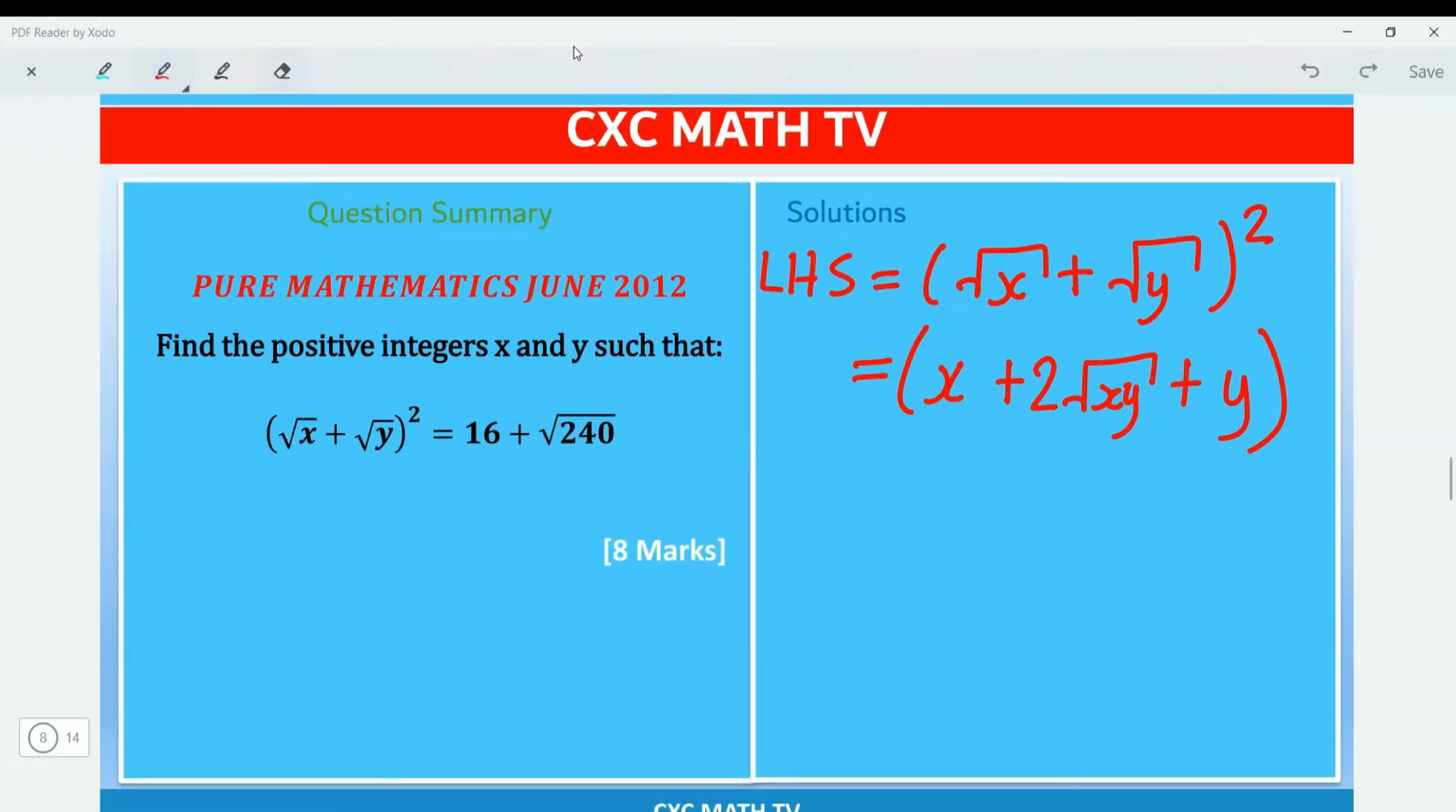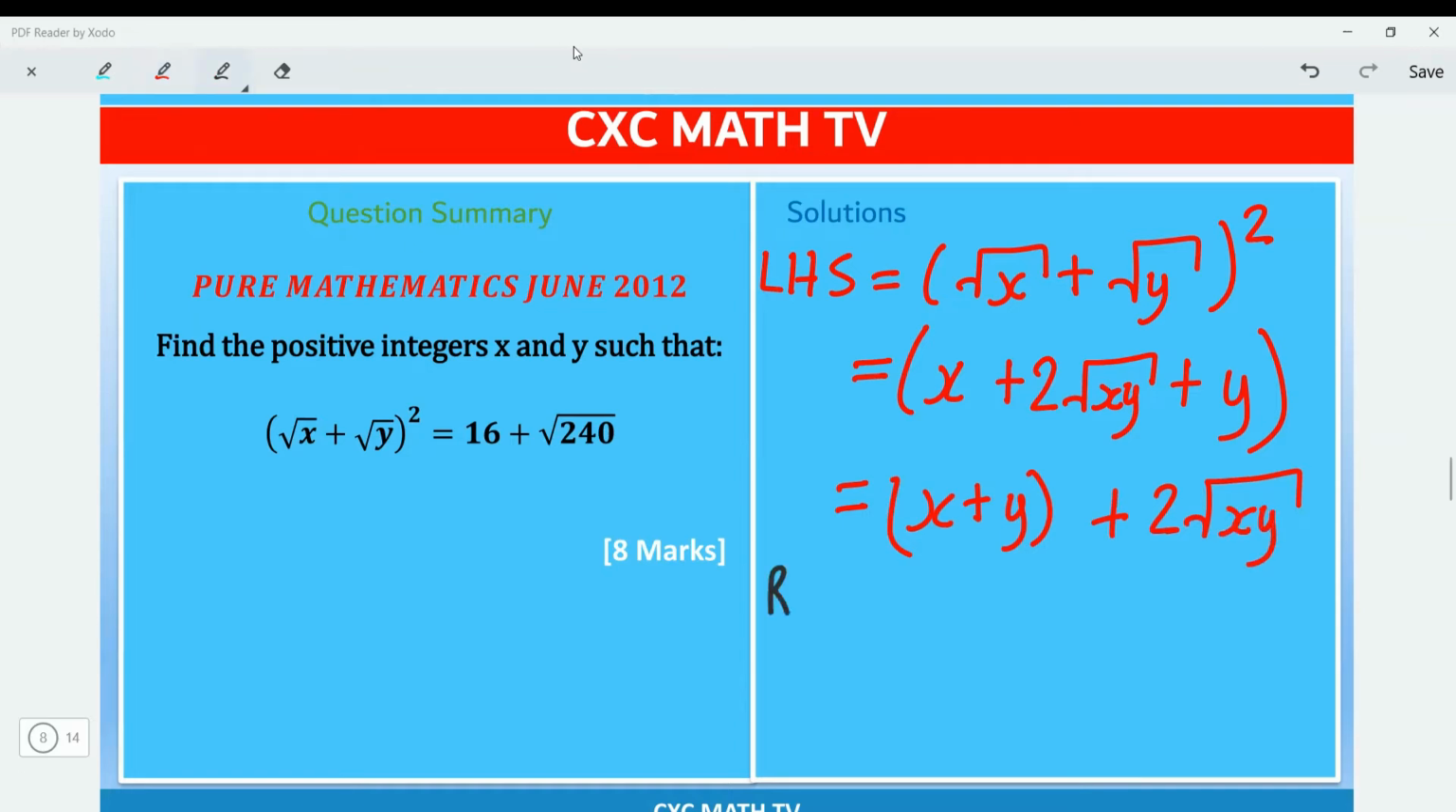So now look at this. This is what our left-hand side simplifies to. It simplifies to x plus y plus 2 times the square root of x times y. That's what our left-hand side really is.